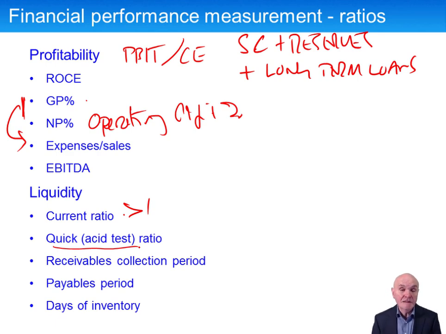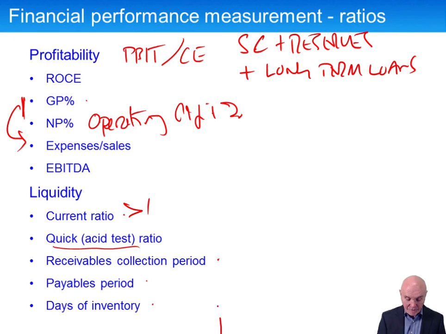Buying stock is essentially the act of a volunteer. No one can guarantee that lots of inventory is going to turn into lots of receivables and then into lots of cash. Receivables collection period, payables period, and days of inventory are all good types of housekeeping ratios to see how well they're managing the current assets of the business.